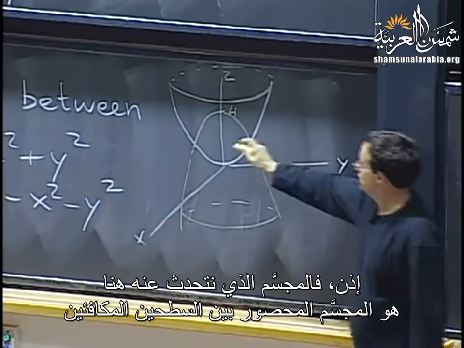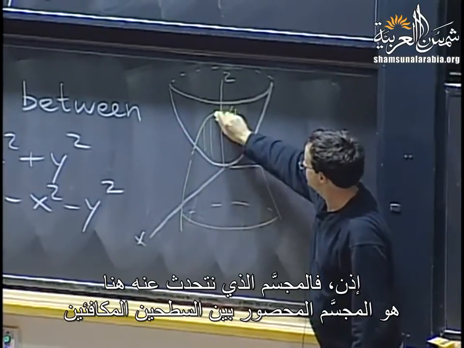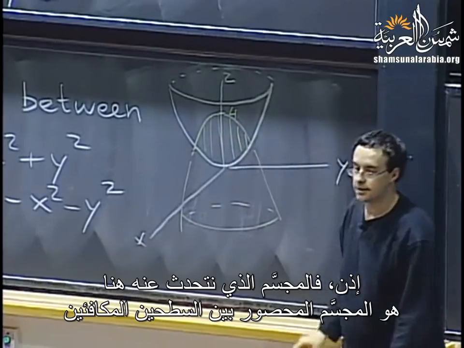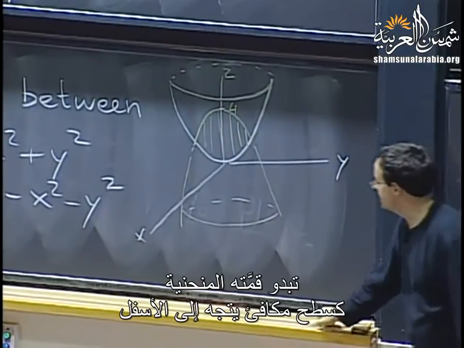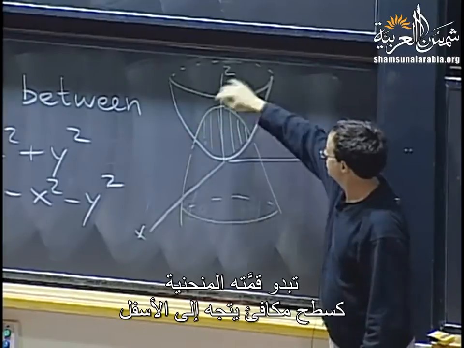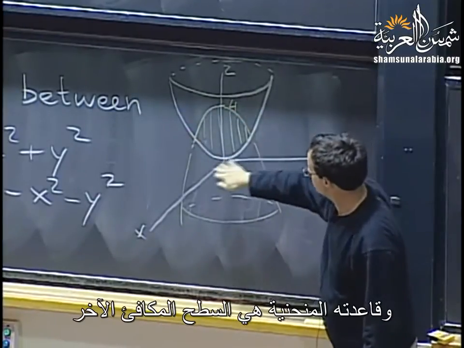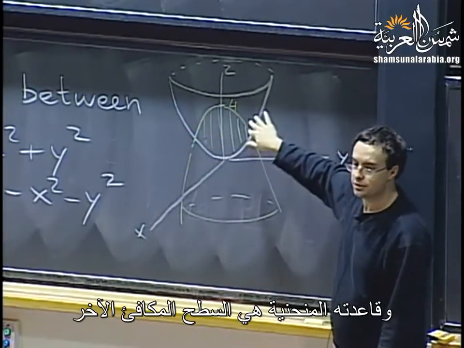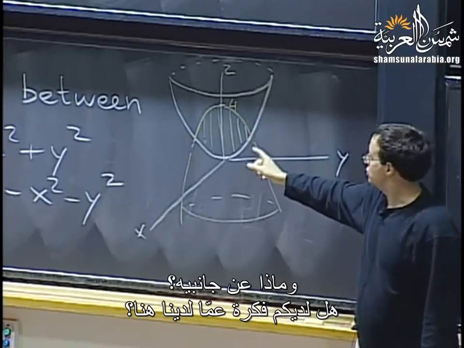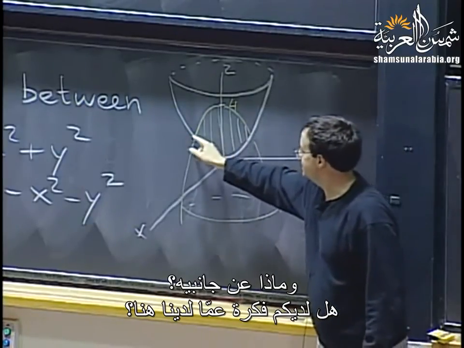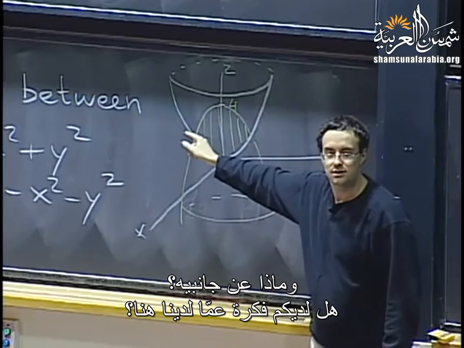Okay, so the solid that we'd like to consider is what's in between in here. It has a curvy top, which is this downward paraboloid, and a curvy bottom, which is the other paraboloid. And what about the sides? Do you have any idea what we get here?